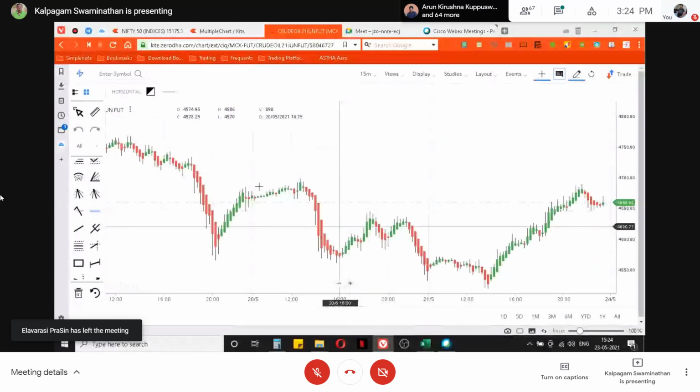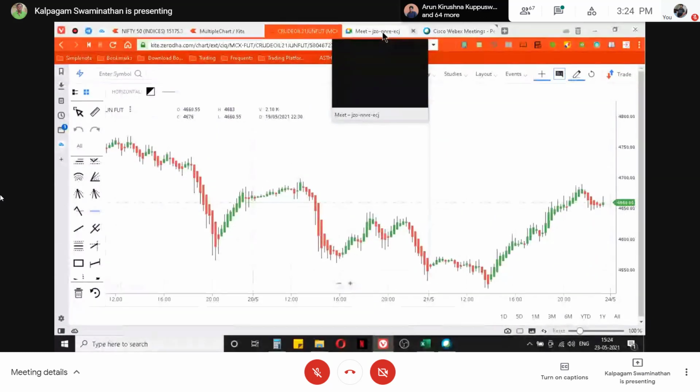Somehow I am partial to 15 minutes. That doesn't mean that all of you have to trade only that. If you want to trade 5 minutes, you go ahead and trade 5 minutes. But be aware that there will be whipsaws. You'll have to be extremely quick in getting out of trade. Otherwise, it's fine to use any time frame.